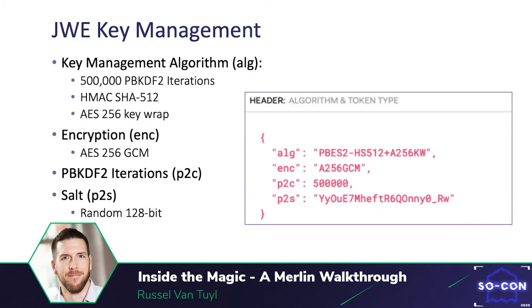Let's take a quick look at the header. The header itself gets broken down into several different pieces. We can see here that this JWE is using the algorithm, which again is PBKDF2 through HMAC SHA-512 with AES-256 key wrapping. This uses 500,000 iterations of PBKDF2, which you can see in the p2c parameter. The data itself is also AES-256 GCM encrypted. And this last field, the p2s, is a random 128-bit value.